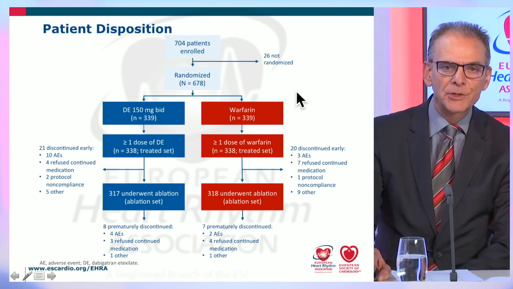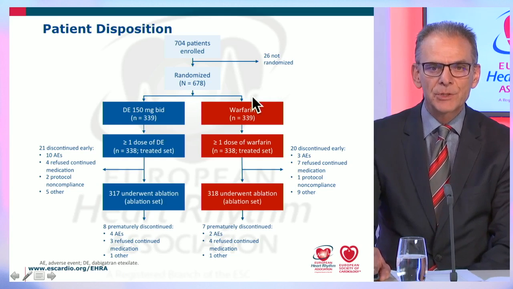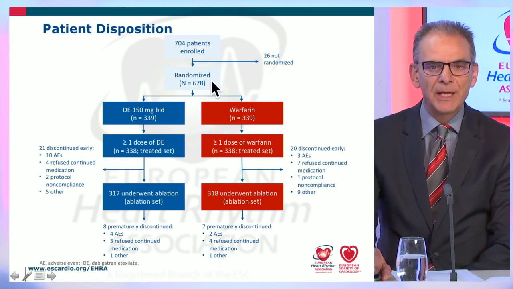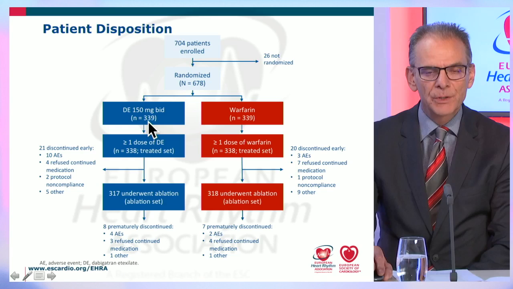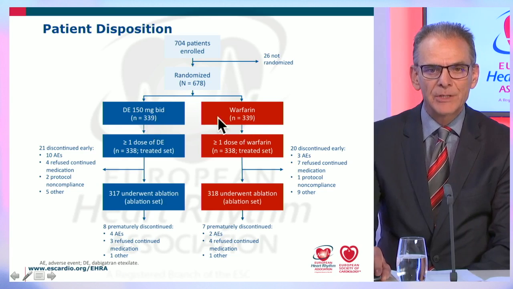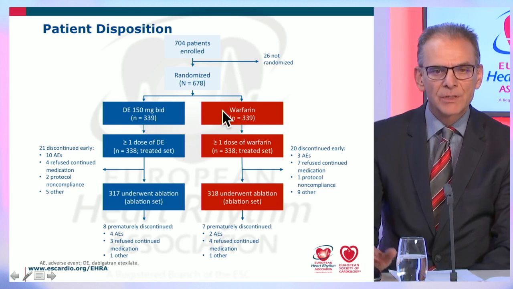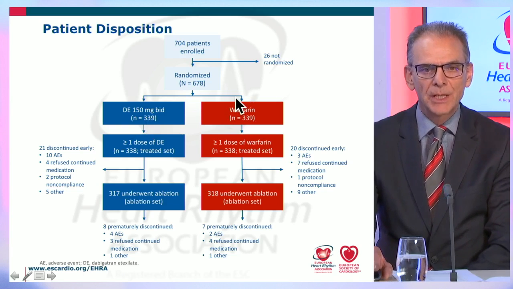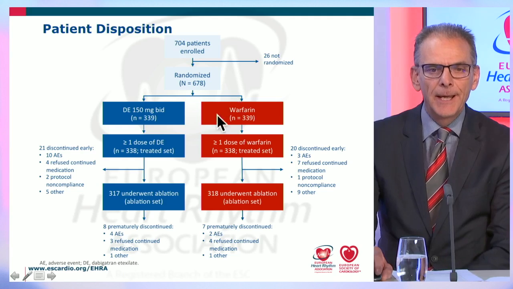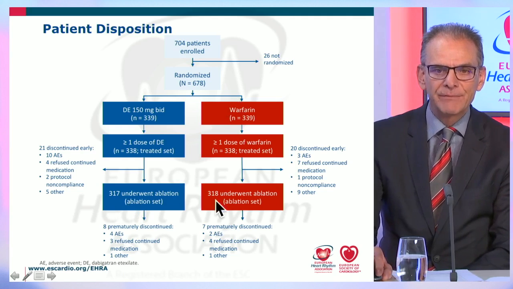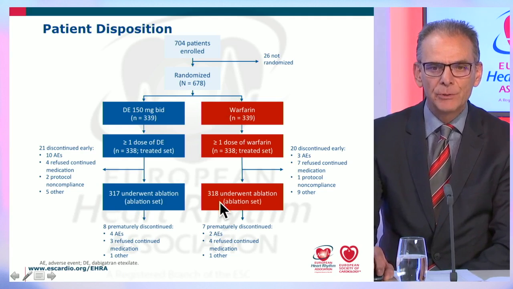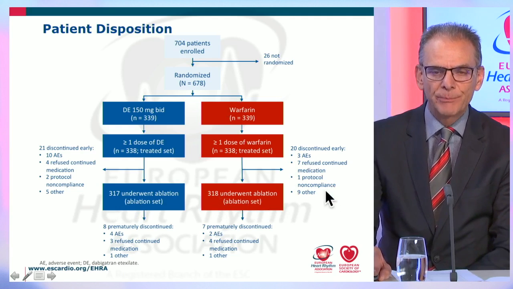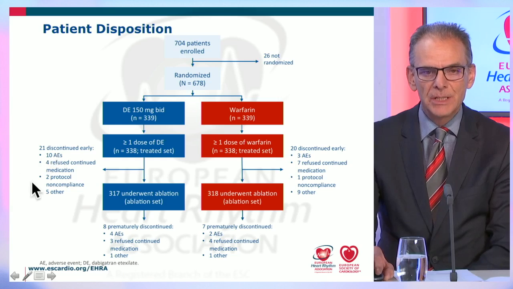This slide shows the patient disposition. As I already emphasized, 678 patients were randomized, so the groups comprised 339 patients each. This is, at this point in time, the largest prospective observational study in this field. And 317 and 318 patients could be actually evaluated after ablation. The other patients dropped out for various reasons, as you can see here.